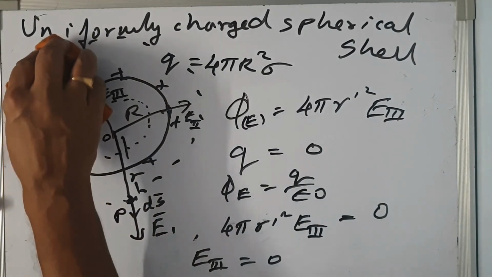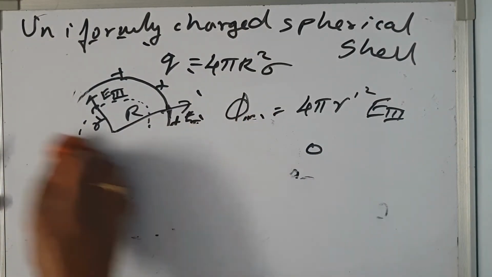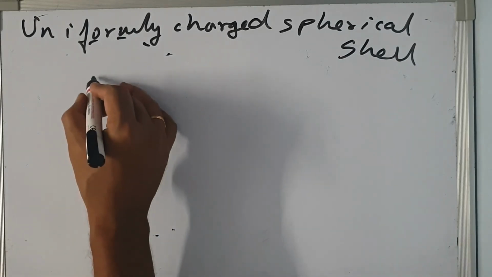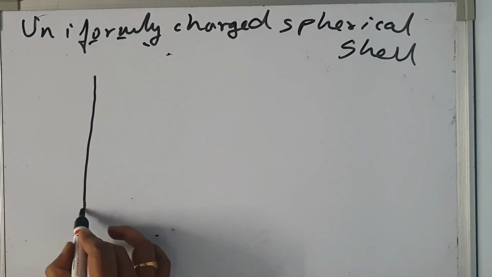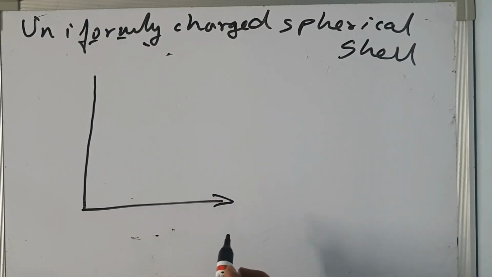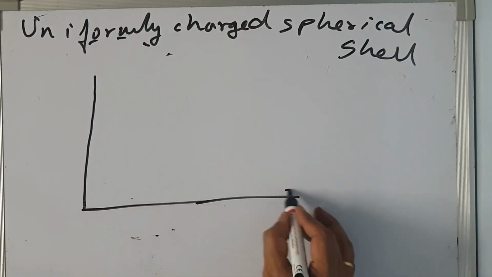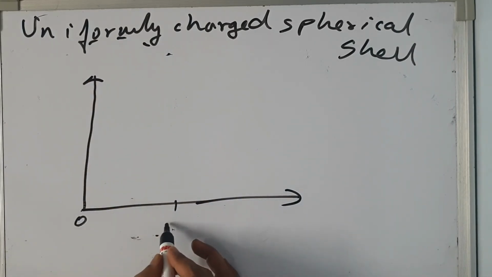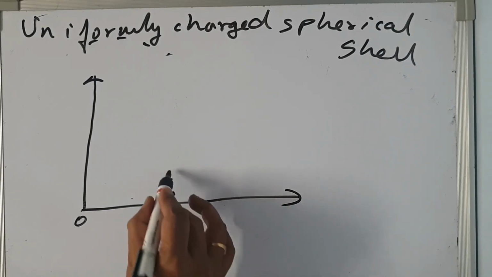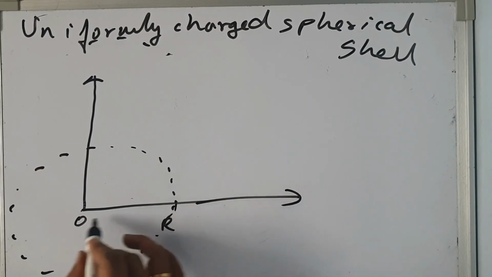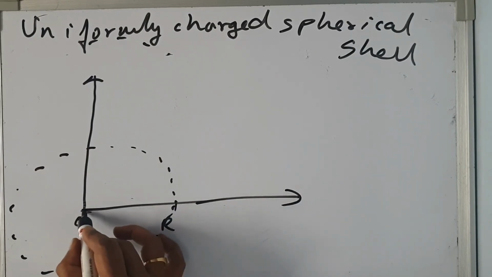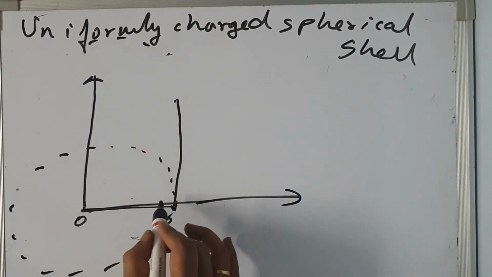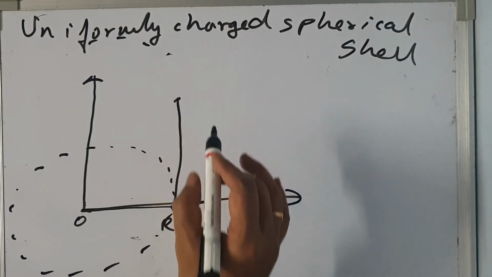So, if you plot a graph between the electric field intensity on y-axis and distance from center of the sphere on x-axis, this is the center. This sphere has its radius R. You can imagine the sphere. Inside the sphere, the electric field intensity was 0. It was maximum on the surface, that means at the distance R. And what was that value?